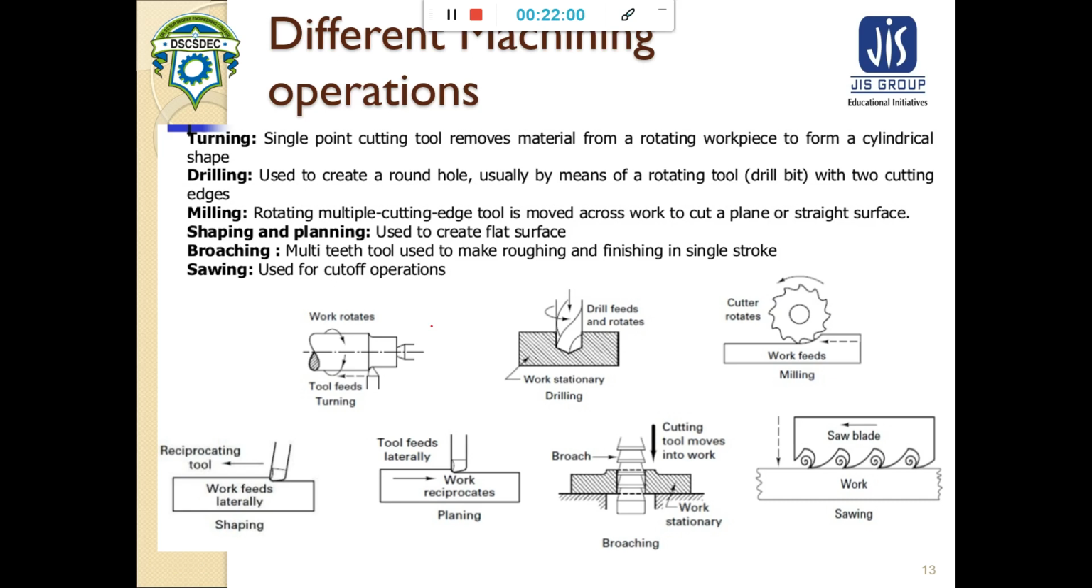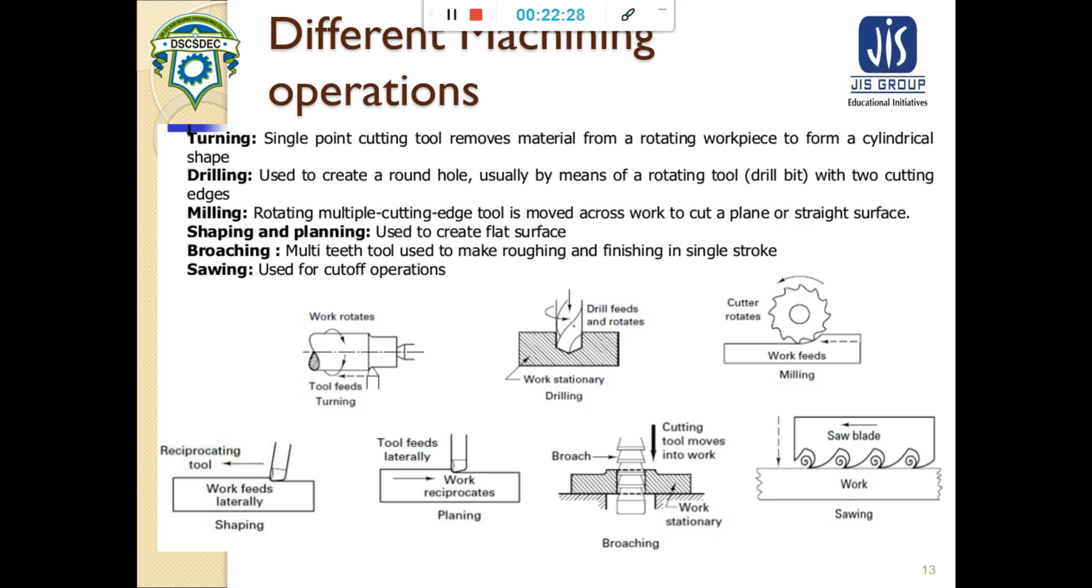Now secondly, in drilling we can use a drill bit, and we can make a hole in a workpiece. That is called drilling. Milling: in the case of milling, we can see the cutter rotation, and by that we can make a plane surface, a straight line surface. Next is shaping.